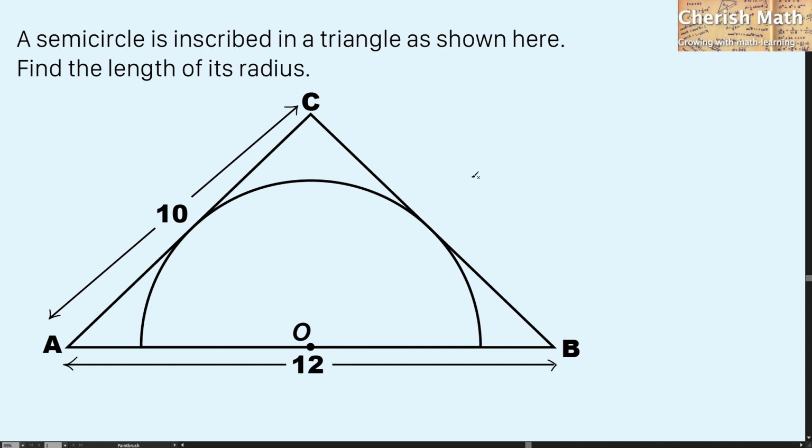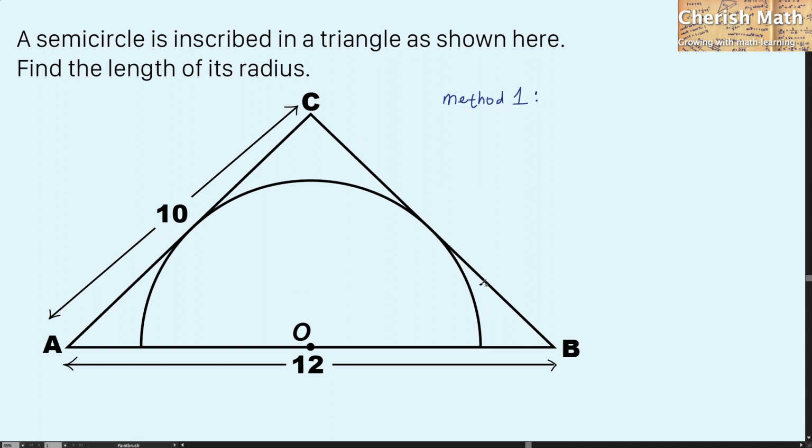This is the problem for today. A semicircle is inscribed in a triangle as shown here. Find the length of its radius. There are two types of solutions to this problem. Let me show the first method here.